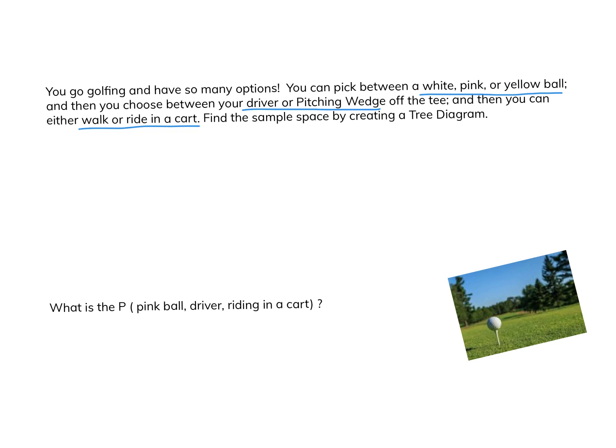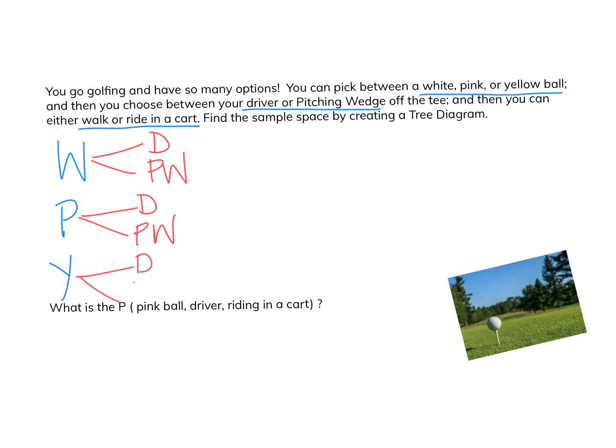So our first choice is white, pink, or yellow ball. My second choice is going to be added on to each one between the driver or pitching wedge. So that means we're going to have 2 lines coming out of each of the balls, okay? Because then we're going to choose between our driver or pitching wedge. Driver, pitching wedge, driver, pitching wedge. So far, right here means that I chose a white ball and I used my driver. Right here means that I chose a white ball and used my pitching wedge. Here it's a yellow ball with my pitching wedge.